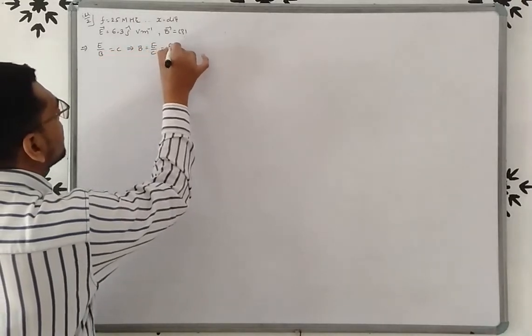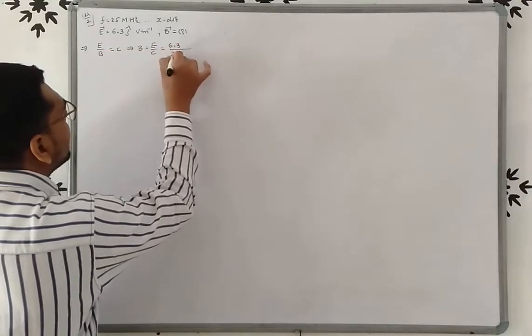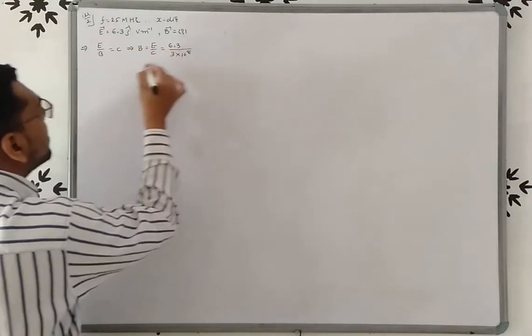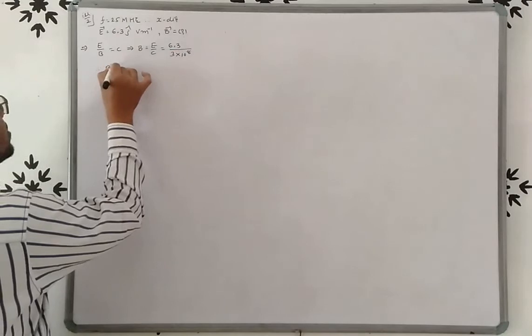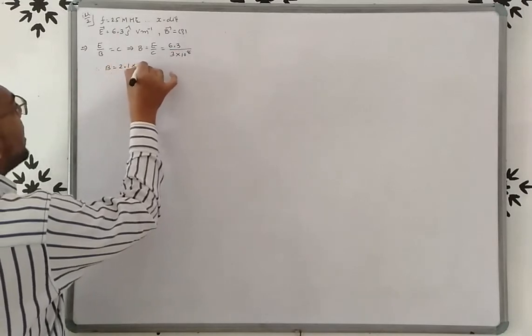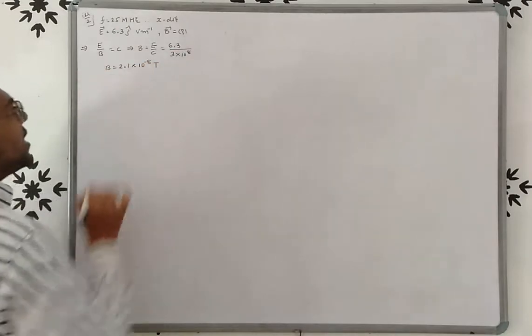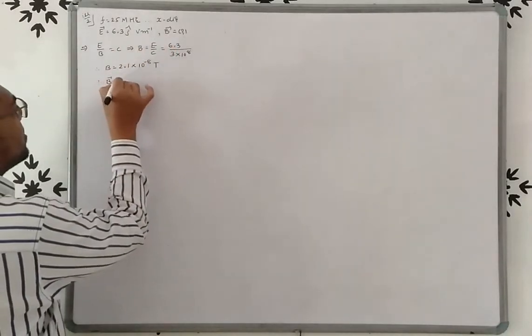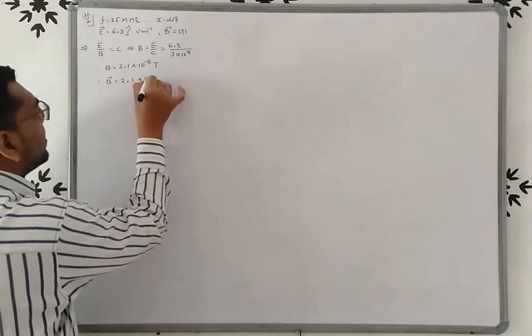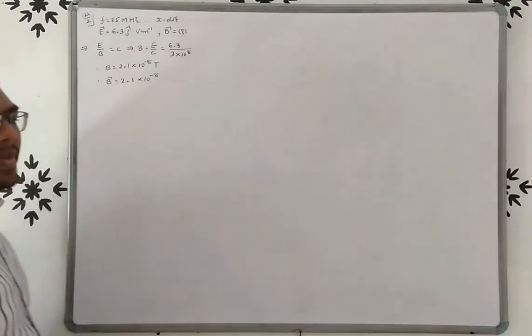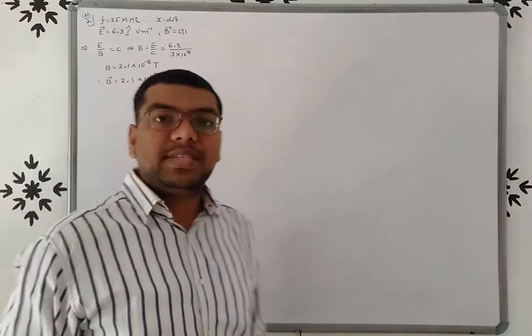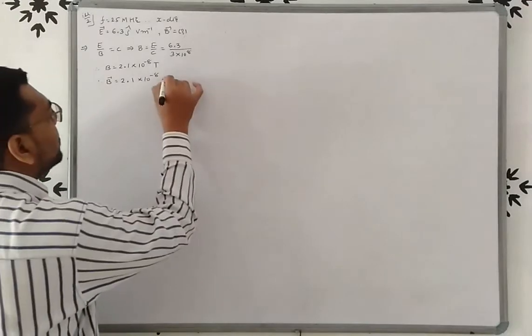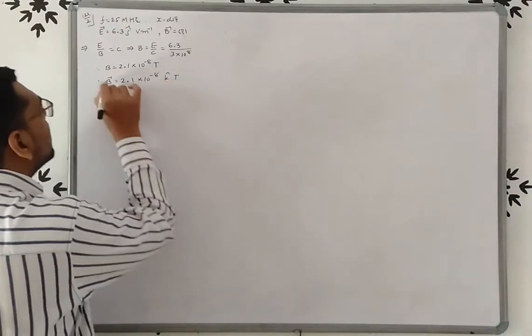So 6.3 divided by 3 into 10 raised to 8. So we get B is equal to 2.1 into 10 raised to minus 8 Tesla. Here we have to write vector B. So vector B is equal to 2.1 into 10 raised to minus 8. Here the magnetic field will be in the direction of the Z axis, so K cap Tesla. Right?